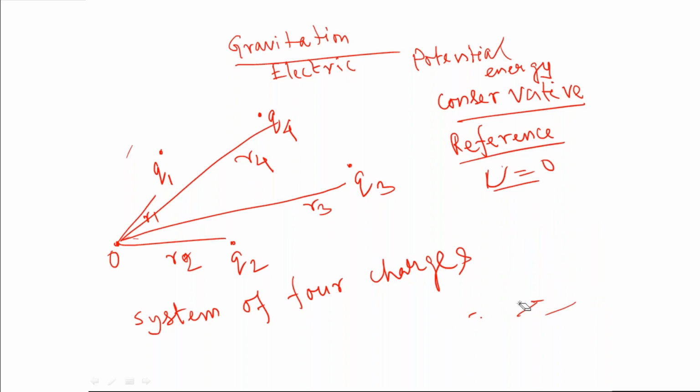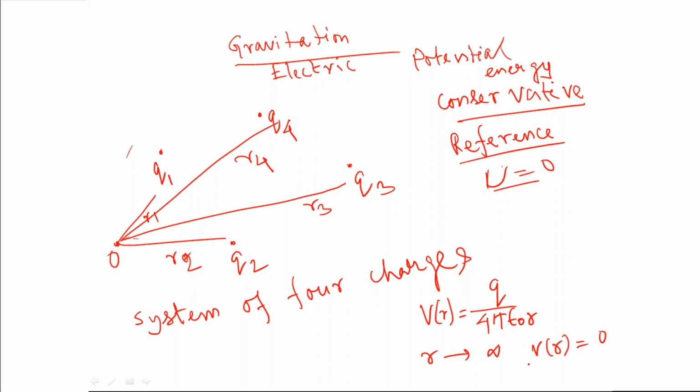potential for a charge q will be q by 4 pi epsilon naught r. So this is the potential as a function of r. If I set r as infinity, what will be this potential? This will be zero. If the potential is zero, then the potential energy also will be zero at infinity.